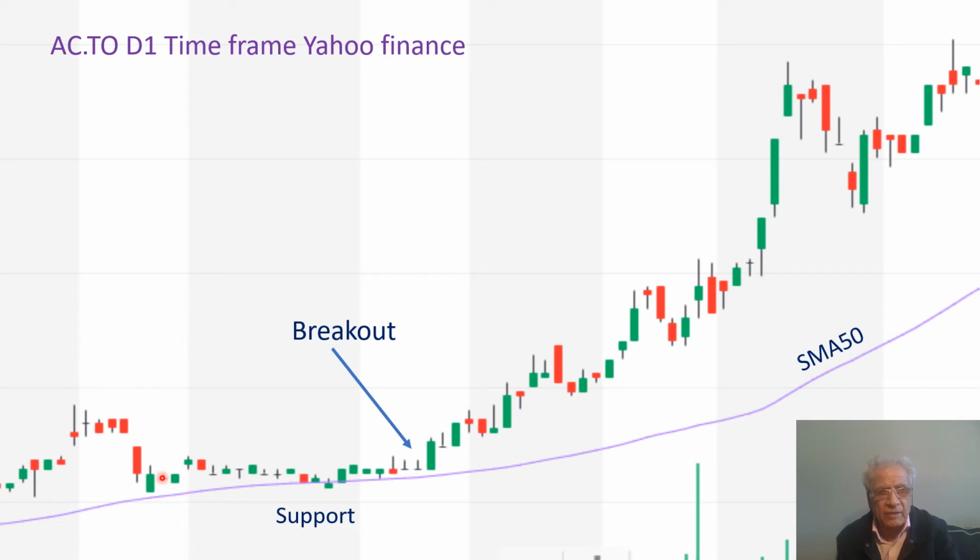Basically, we are waiting for the price breakout, since we know that the price is above SMA 50. You can enter the trade at the breakout. The breakout is here. You can enter at the closing price of this candle, and you put your stop loss 1 or 2 ATR below the moving average. So that's how you make money.